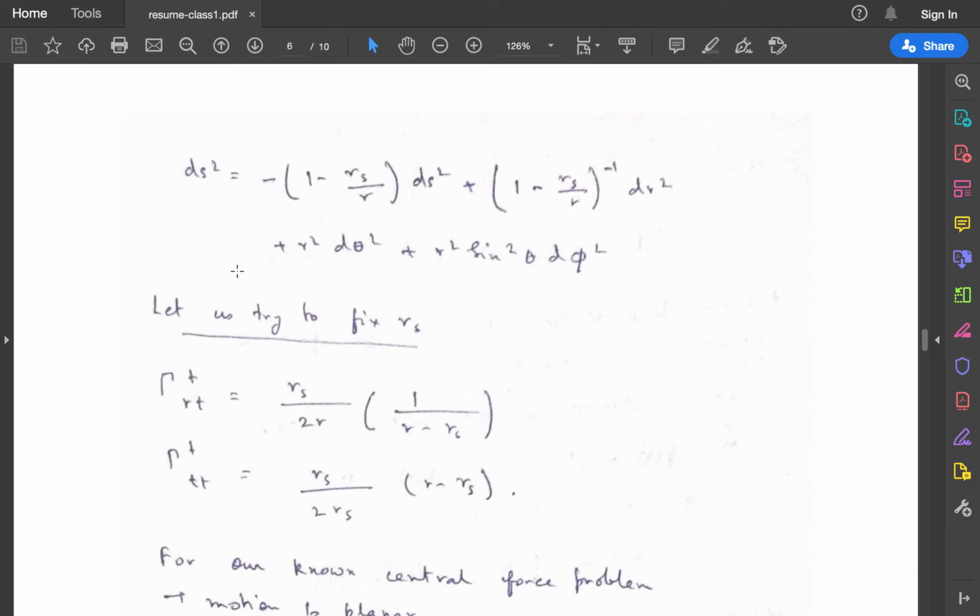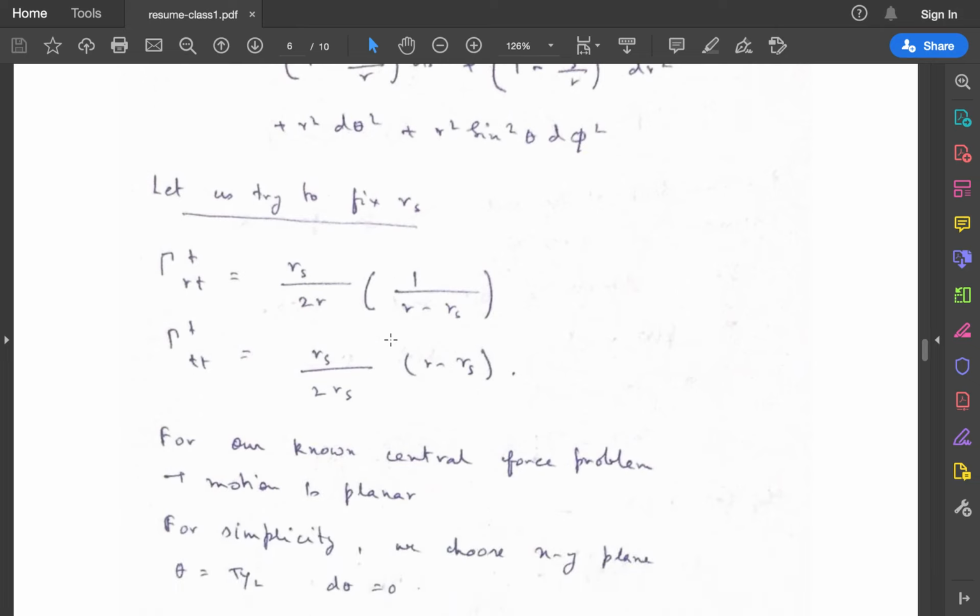So hello students, let us resume our class. We are not finished yet, because we will now be trying to fix rs. It has the dimension of radius, or space, or length. So let us try to fix that. Remember that we can also write all these components that we have written in terms of f and g in terms of rs. These are two examples of that.